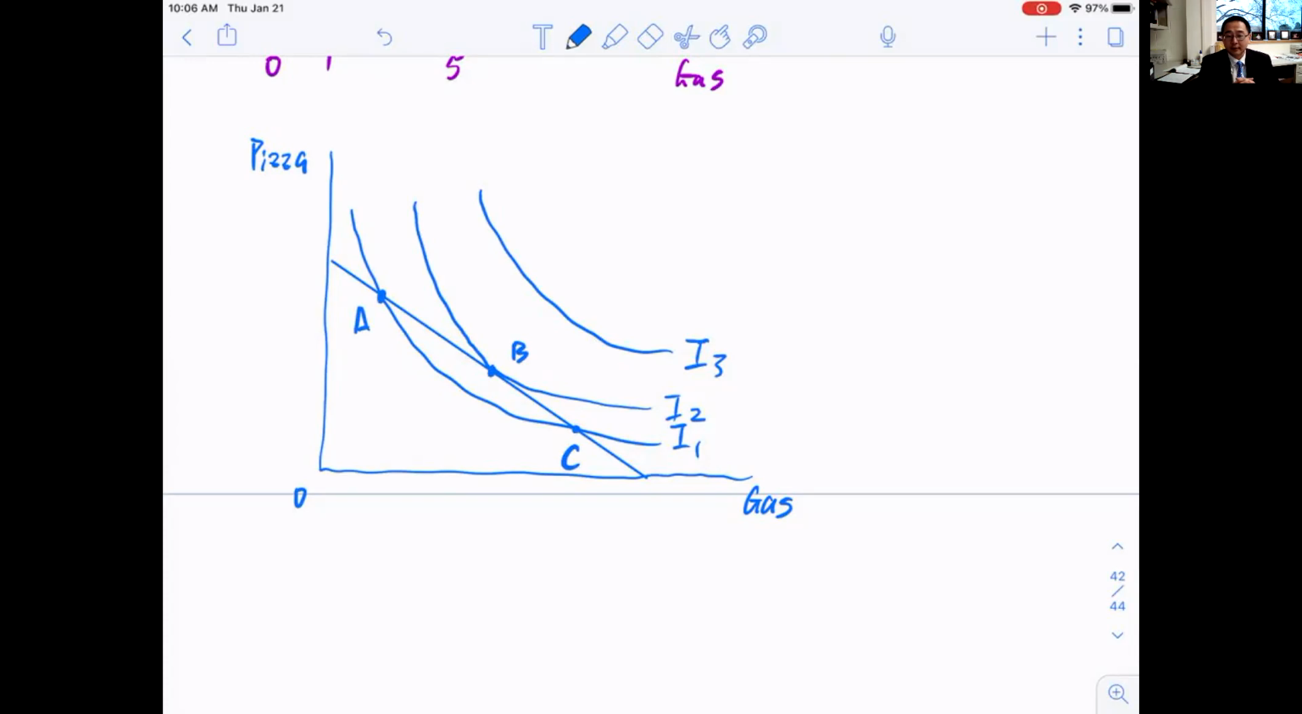Wouldn't it be B? Okay, why? I just feel like it's a good in between and it's within your budget. Okay, all right. So it is definitely within your budget, right? Because B is a point on your budget constraint, which means you're spending all of your money, so you can afford it, okay? But is there something special about it being in between A and C?